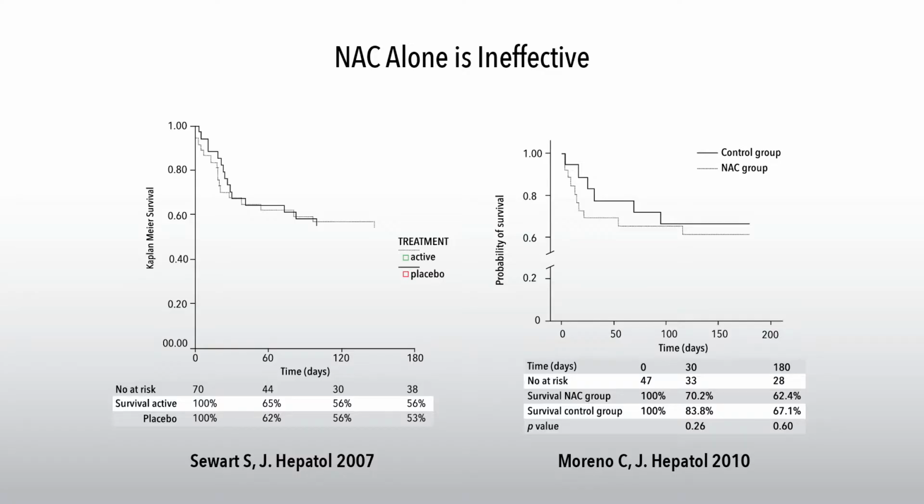Let's now move to a relatively cheap compound, N-acetylcysteine, that we're all experts at using in our patients with acetaminophen overdose. What's the data? Should we consider that in managing alcoholic hepatitis? NAC alone is ineffective. So if you're thinking about treating patients using just NAC in your management, this does not appear to be a significant option. Two different papers were published in 2007 and 2010.